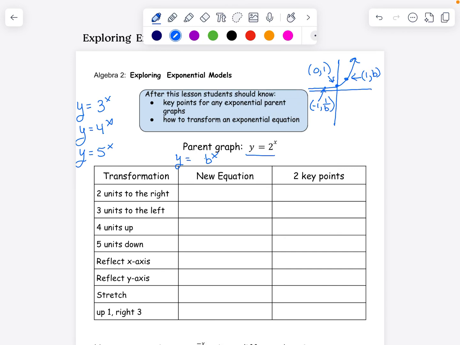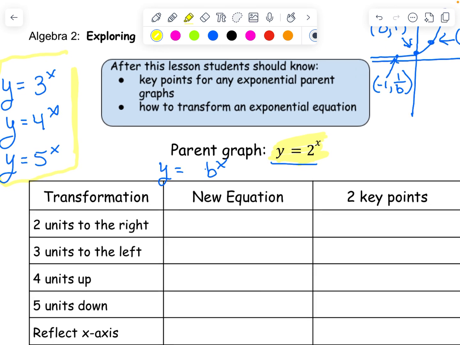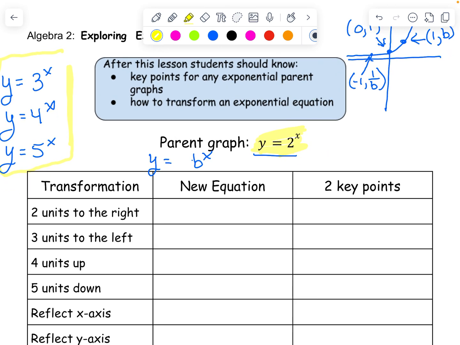Okay, today we're going to talk about exploring exponential models, and although the one that we're going to focus on today is y equals 2 to the x power, that is a parent graph, but so are all of these over here, right? All these are also parent graphs. So when you change the base, you just change the parent graph. You really don't change, like there's no transformation happening.